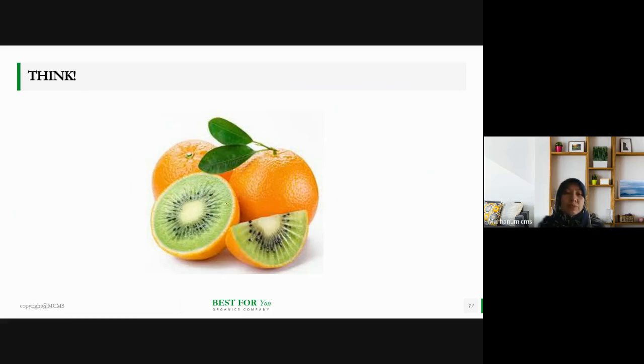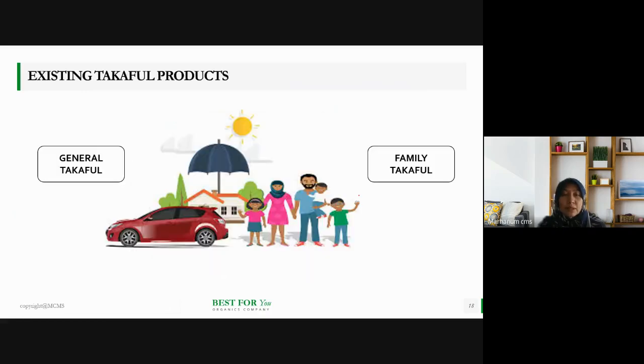Do you want to have the skins or the inside? Which one is important? The inside, right? You want to feel it. You want to taste it so that it will benefit our body later on. It is the same with Takaful. So these are Takaful products.